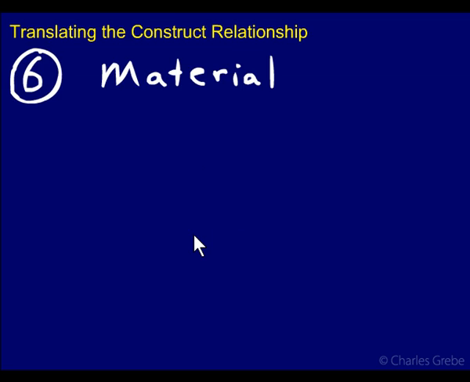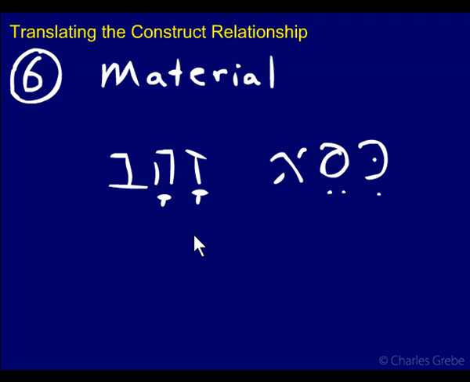Now the last example is material, and this I alluded to earlier. I didn't give you the Hebrew, but I just talked about it in English. Kaseh Zahav. So here we have throne, and here we have gold. And what happens here is that the genitive, or the absolute, explains the material of the construct, explains what it's made of. So this is a golden throne.